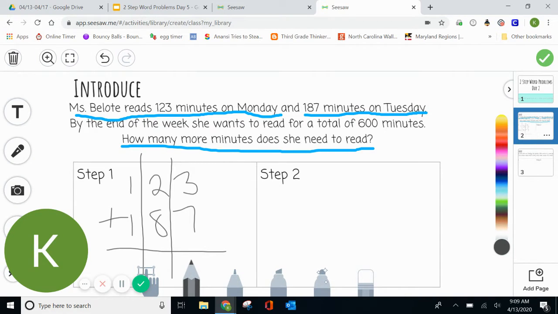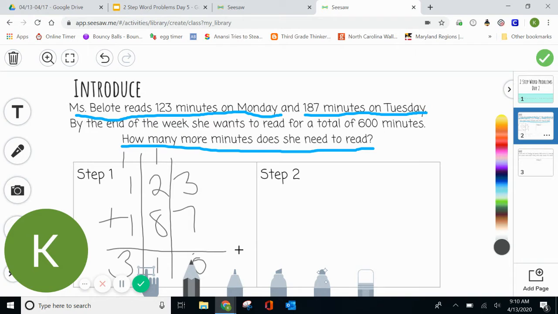3 ones plus 7 ones is going to be 10. I'm going to regroup my 10 into the tens place, leaving a 0 in the ones place. 2 tens plus 8 tens is 10, plus 1 more is 11 tens. That means there's 1 ten in the tens place and 1 in the hundreds place. So I need to regroup. 100 plus 100 plus 100 is going to be 300. But I can't stop there.